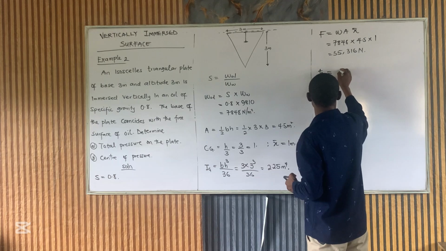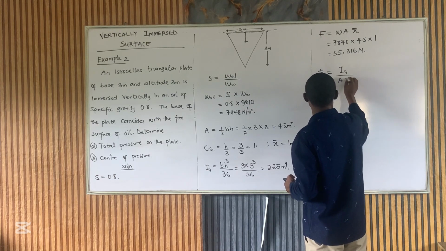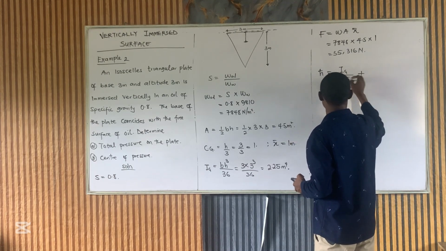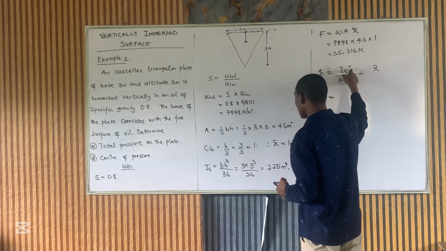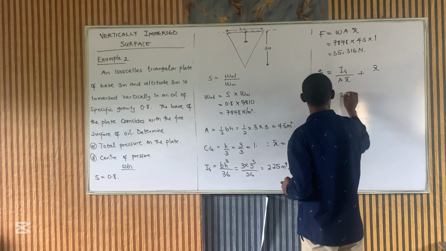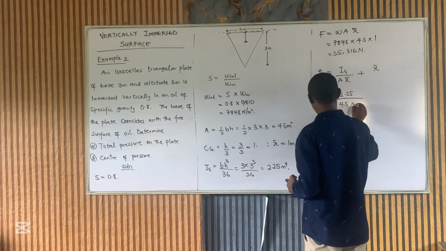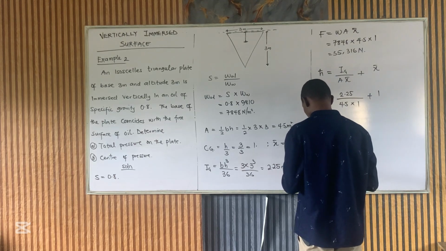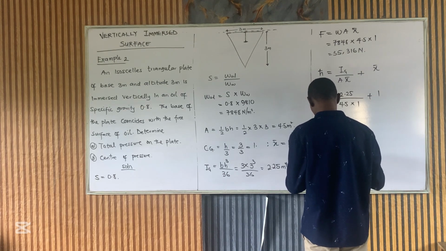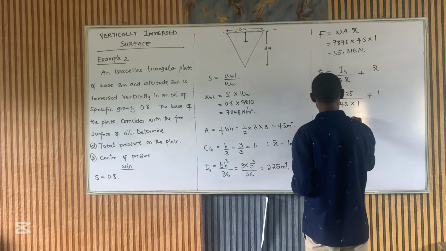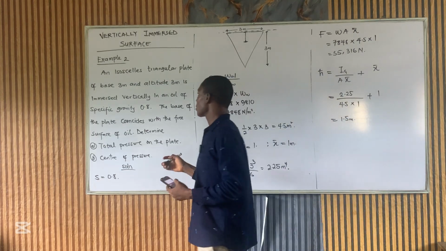The next thing we are looking for is our center of pressure. The center of pressure is given as the moment of inertia over the area times the distance from the center of gravity to the free water surface, plus that same distance from the center of gravity to the free water surface. Our I G, the moment of inertia, is 2.25, all over the area, which is 4.5, multiplied by the x bar, which is 1, plus 1. So we have 2.25 divided by 4.5, plus 1. And this gives us 1.5 meters. So that's that for this question.